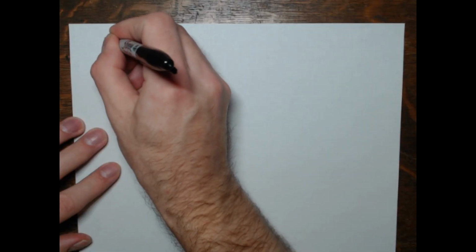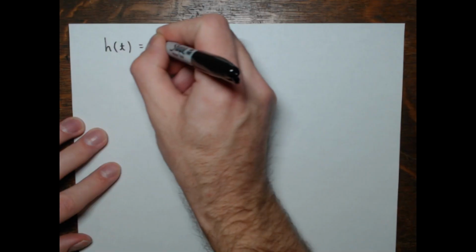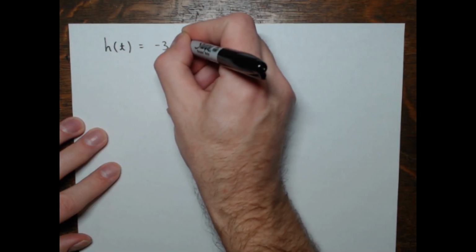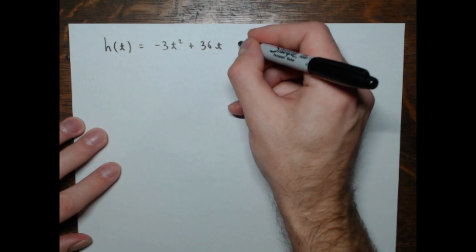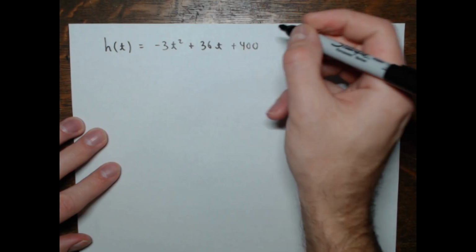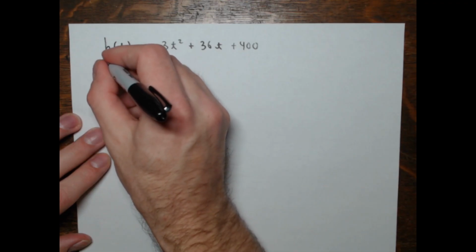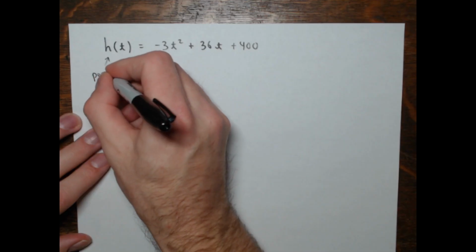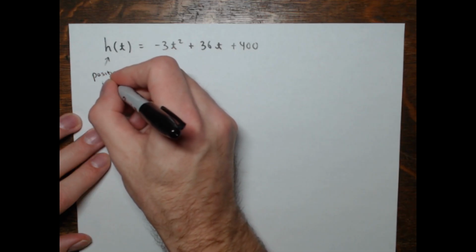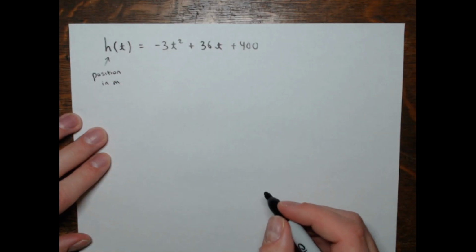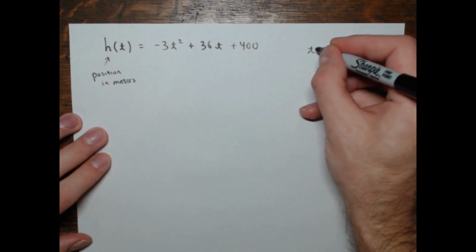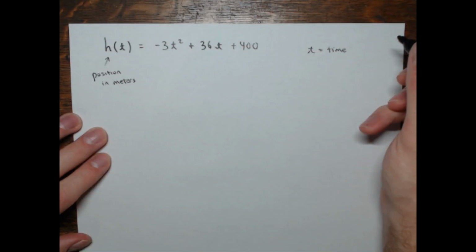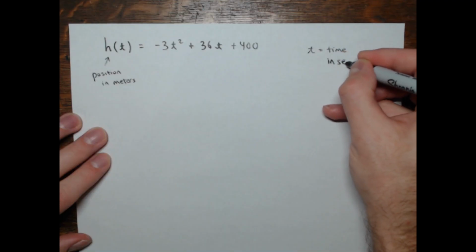Right, so here's our function. Again, h of t is -3 times t squared plus 36t plus 400. And this is position in meters, height off the ground. Let's put m for meters. I'll write the word meters because I used m for slope earlier. And then t is representing time, how much time the rocket's been in the air in seconds.